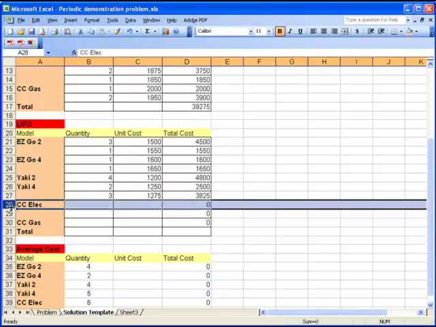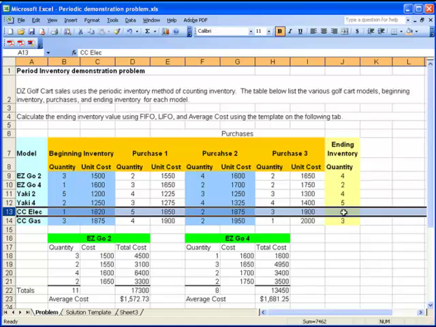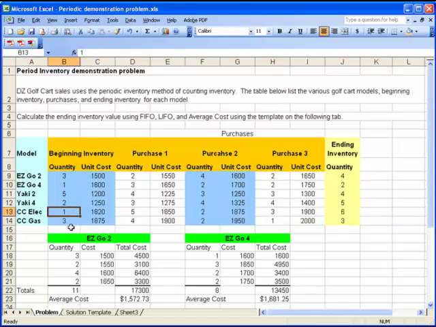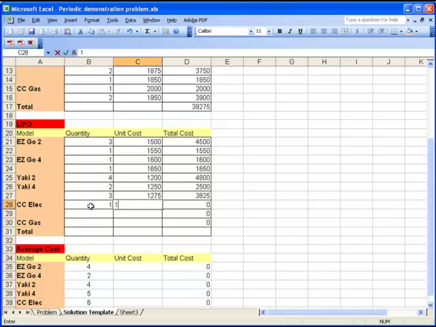And then our CC Electric model is right here. CC Electric, we have 6 left in inventory. We have 1 here at 1820 and 5 here at 1850, and that's going to equal our 6. So 1 at 1820, 5 at 1850.